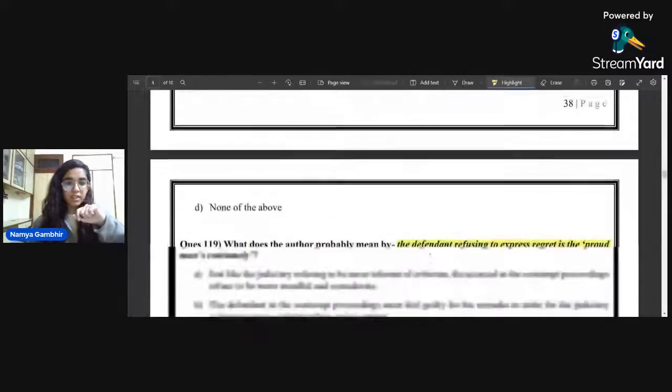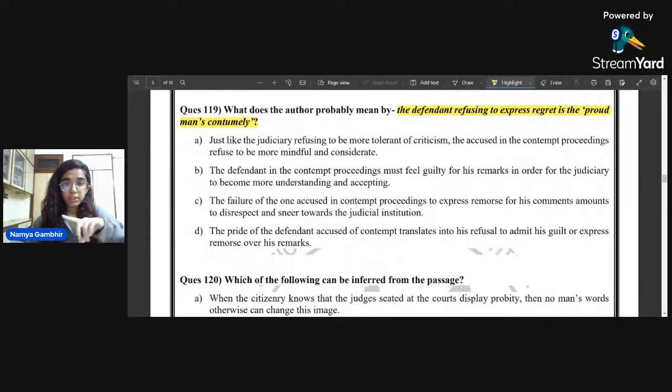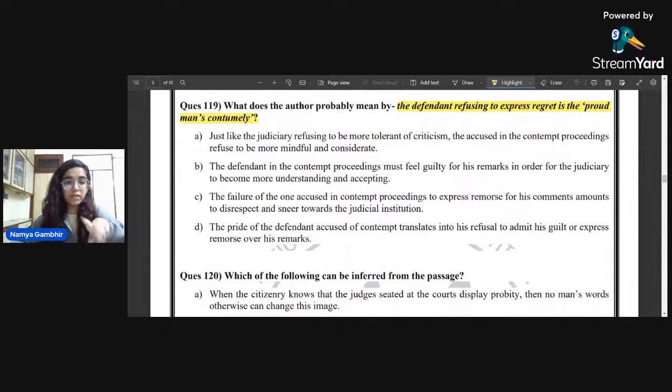So, if we go to the options, I think C was the one which perfectly fits. The fourth option says that the pride of the defendant accused of contempt translates into his refusal to admit his guilt. Again, the fourth establishes a causal connection between your refusal and you being proud of it. There is no such cause and effect established, that when your pride gets in the way, it results in a refusal. C basically says that those two are being equated: when you fail to express remorse, that is disrespect. But there is no A leading to B or B leading to A relation that can be taken out from this statement.